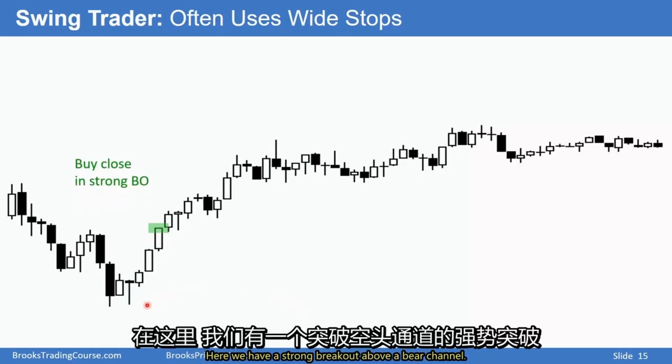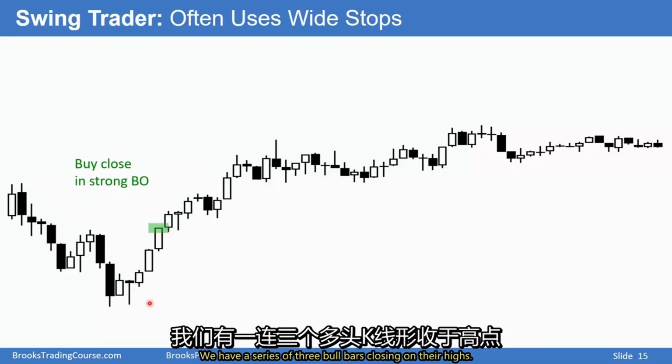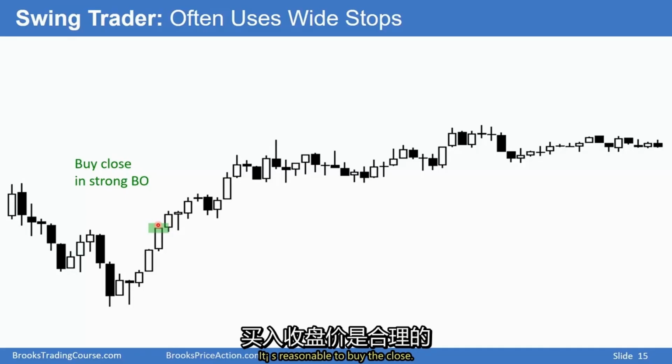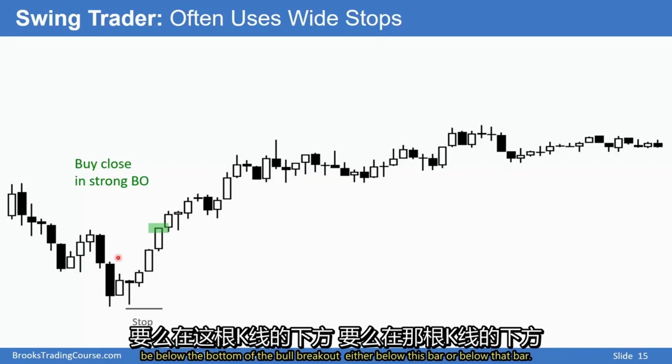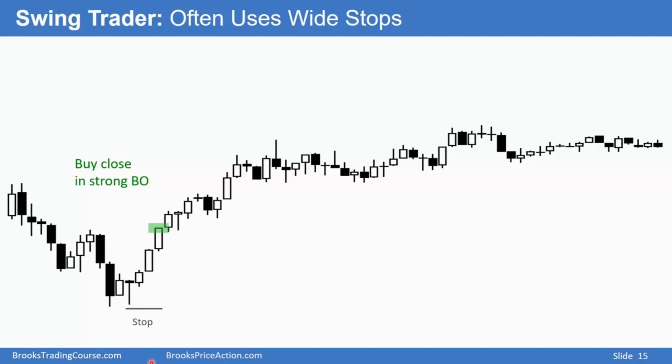Here we have a strong breakout above a bear channel. We have a series of 3 bull bars closing on their highs. It's reasonable to buy the close. This is a buy the close bull trend. And you know where the stop has to be. Below the bottom of the bull breakout, either below this bar or below that bar.